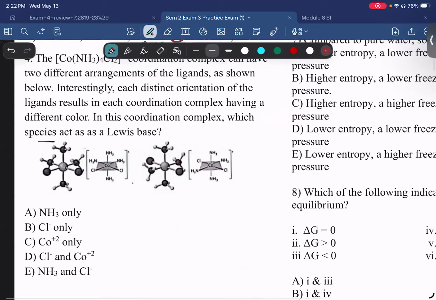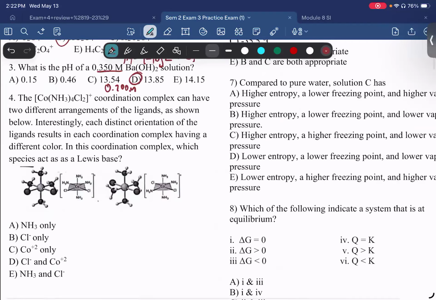Okay. All right. For four, we have this coordination complex, and it tells you there are two different arrangements of ligands, with different colors. But the question is which one's acting as a Lewis base. Typically the central atom is always going to be the Lewis acid, and things around it are going to be Lewis bases. We see that there's ammonia and there's chloride. So those two things are going to act as bases. So the answer choice is E.